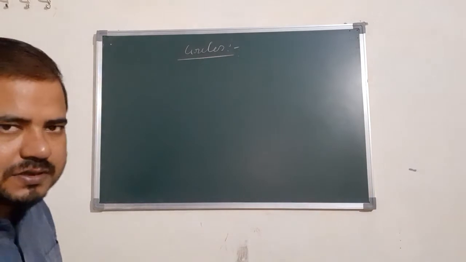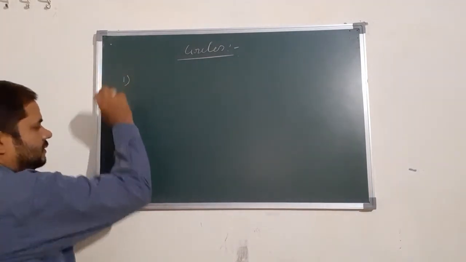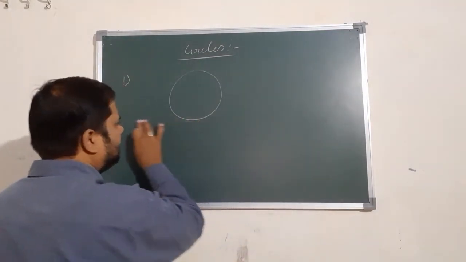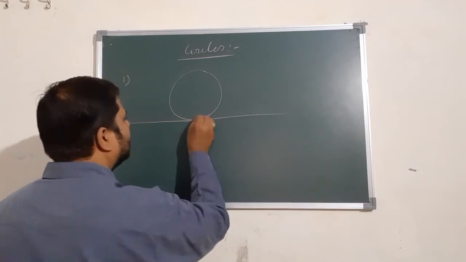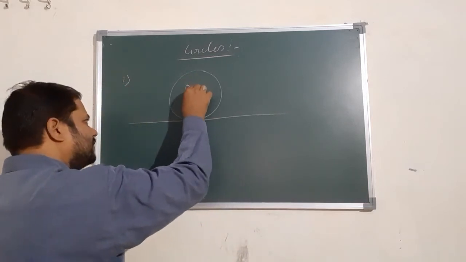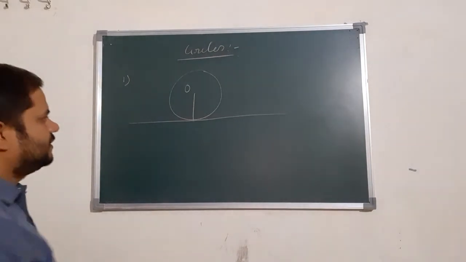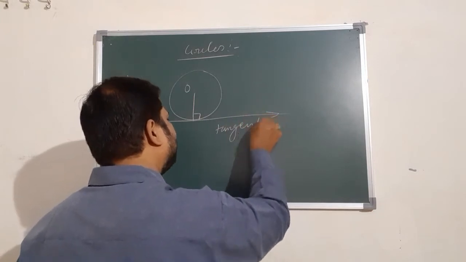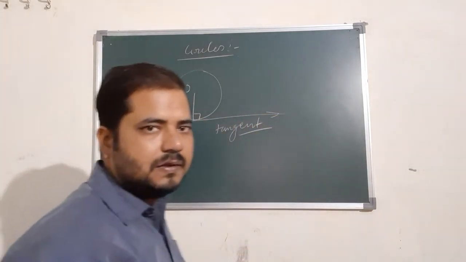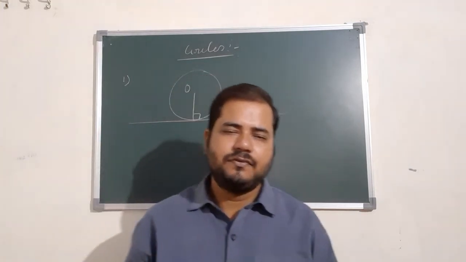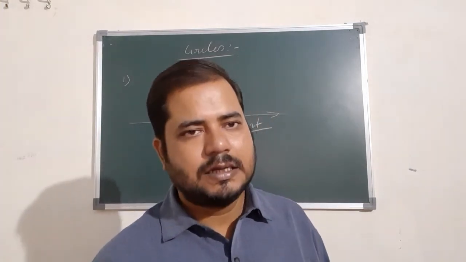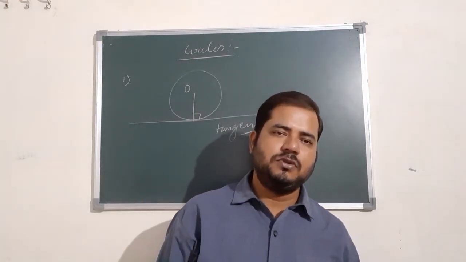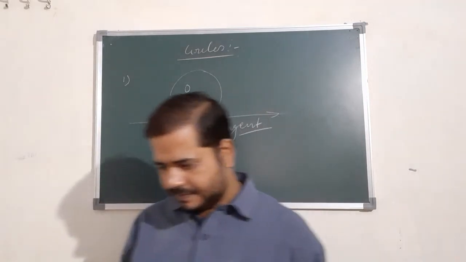In the circles, first thing is, if you draw a tangent, then the radius from the center is always perpendicular to the tangent. This is the first theorem and this is a very important theorem, okay? If we draw a line from the center to the point of contact, then this line is always perpendicular to the tangent, okay?